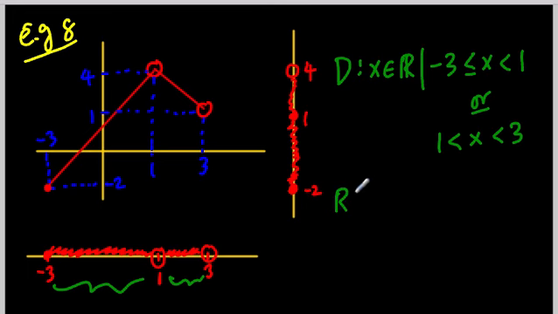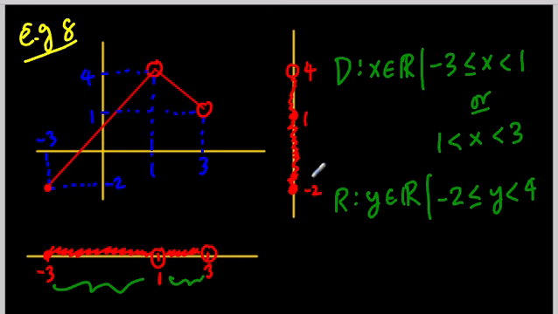Now for the range, all right, let's take a look. So y is an element of reals, okay? And it's going from -2, and remember, this is already included, so it's really essentially -2 to 4, but I don't include 4. So it's -2 less than or equal to y, which is less than 4, and that's the answer for this example.